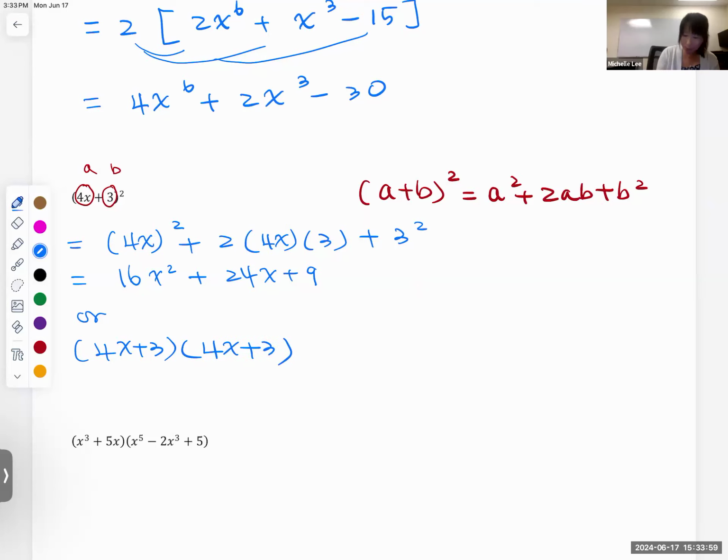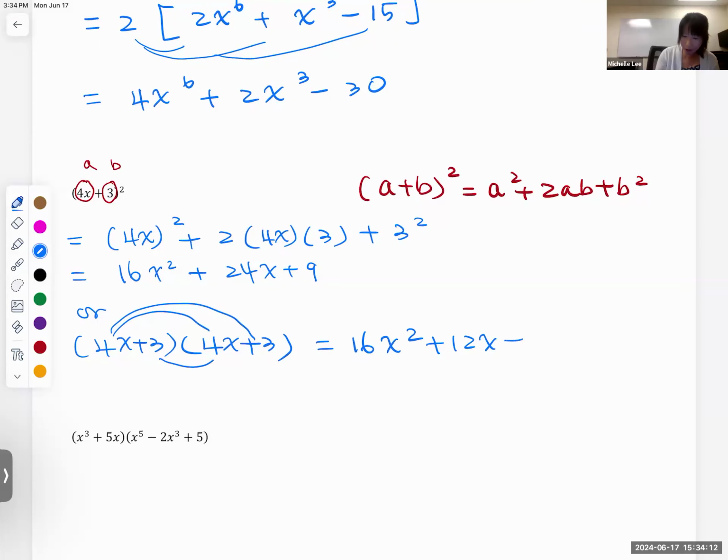Or we can expand, so there will be 4x plus 3 times 4x plus 3. Let's multiply this way, right? We did that earlier. So this one will be 16x squared, then 12x, then we get 12x again, and then we have 9, right? Combining like terms, there will be 24. So we have 16x squared plus 24x plus 9.